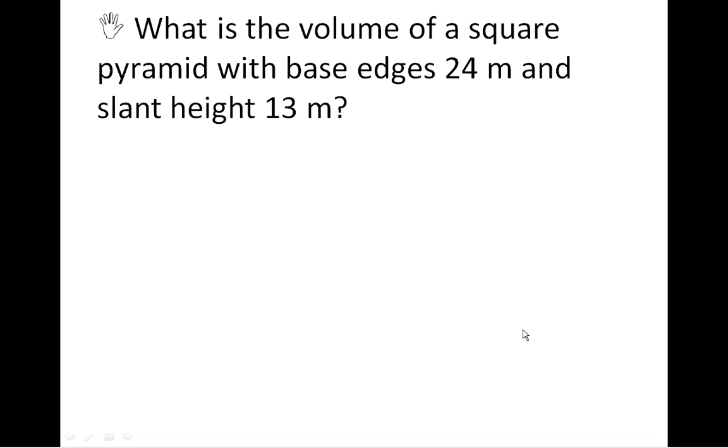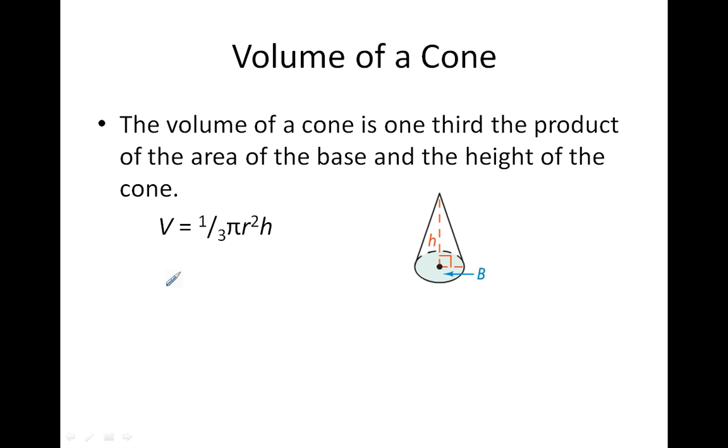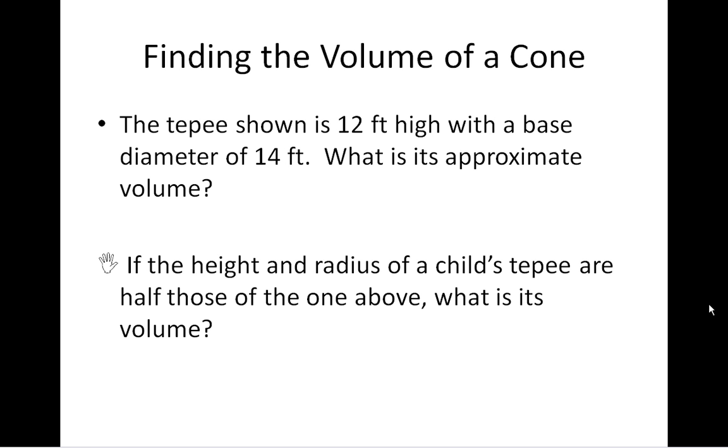Now when we go to find a cone, remember a cone is the same thing as a pyramid, it's just that the base is a circle. So if we think about volume as 1/3 the area of the base times the height, well, since this base is a circle, the area of a circle is pi r squared times our height, and so that is where the formula comes from for the volume of a cone. So let's look at a couple of examples.